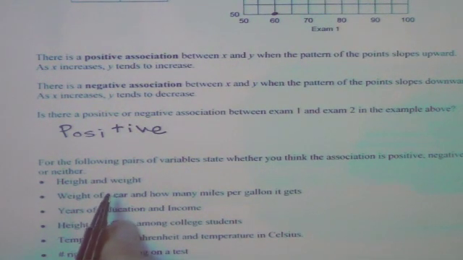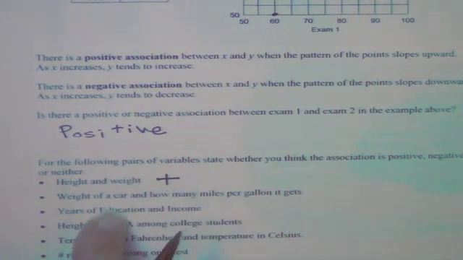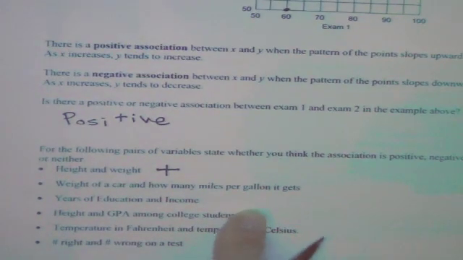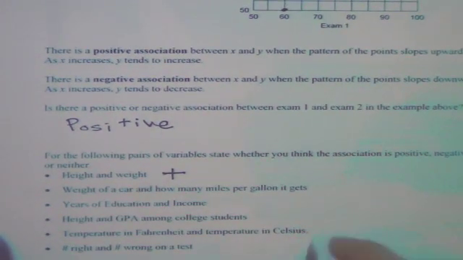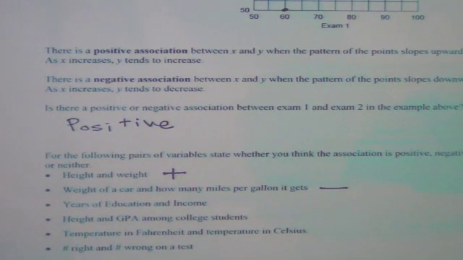For height and weight, what do you think? Positive. The taller you are, the more you generally weigh. So that's going to be positive. How about this one? The weight of a car, the heavier the car is, and how many miles per gallon it gets. Negative, right. Why? Because the heavier the car, the worse gas mileage it gets, right? If you have a big SUV, it doesn't get very good mileage.